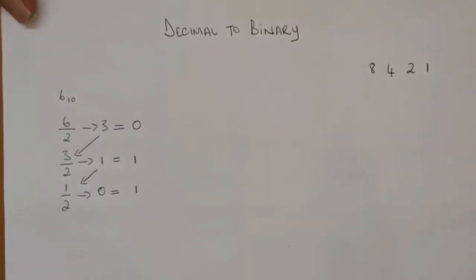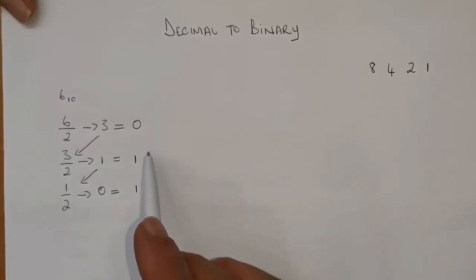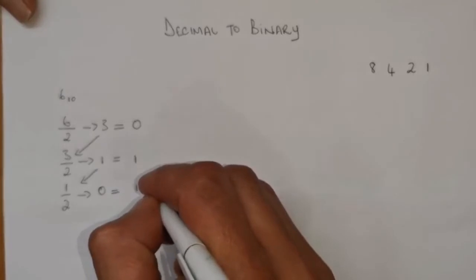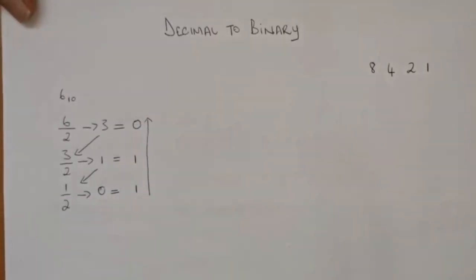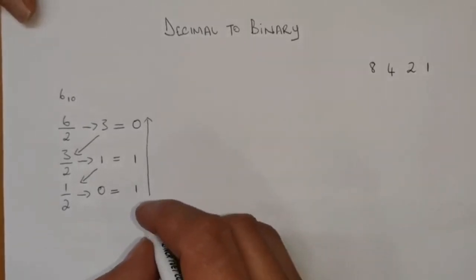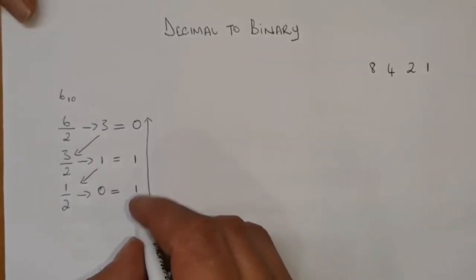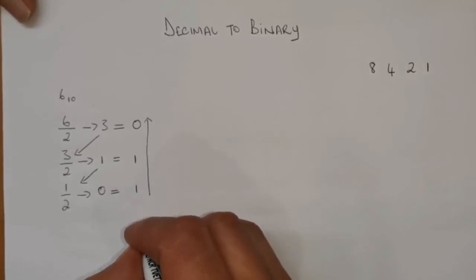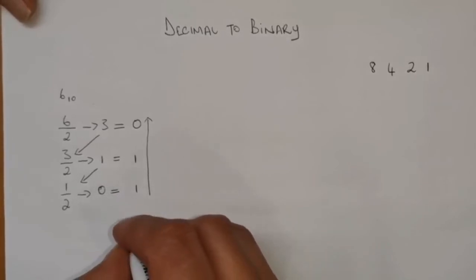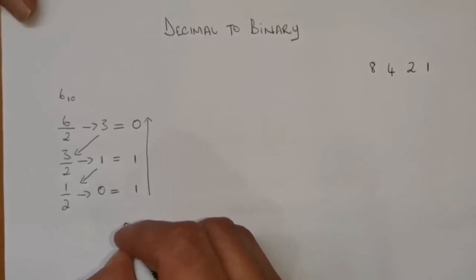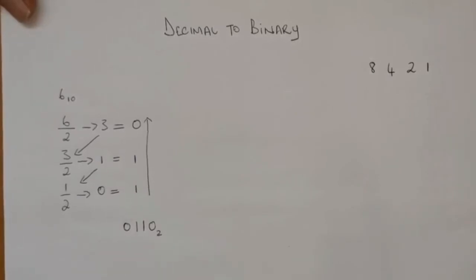Now how do we write the number? Do we write the number from the top down, or from the bottom up? You will write the number from the bottom up, and your binary number will be 110 to the base of 2. You can add a 0 in front, because this is just a placeholder, since we want your binary number to consist of 4 digits.